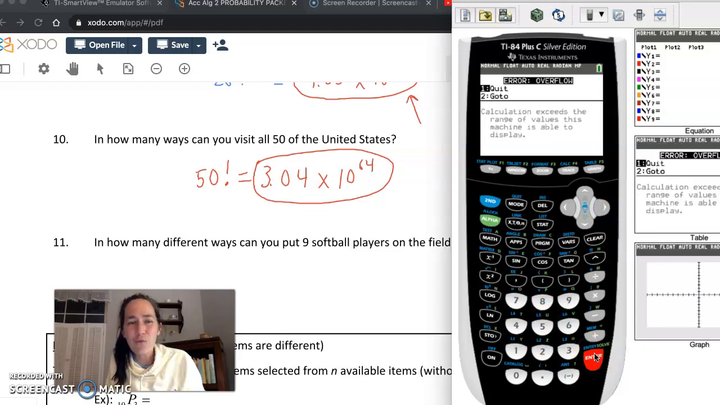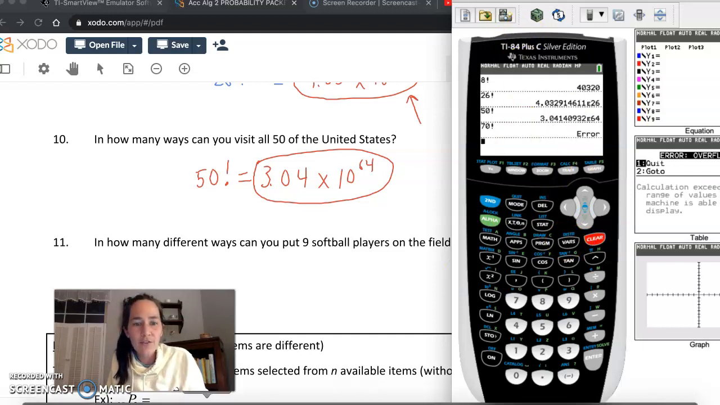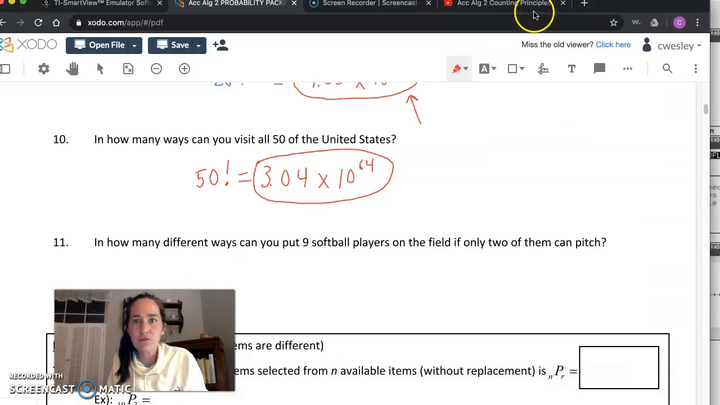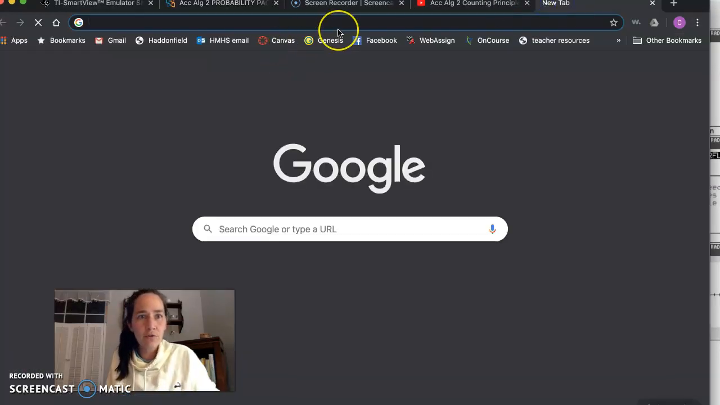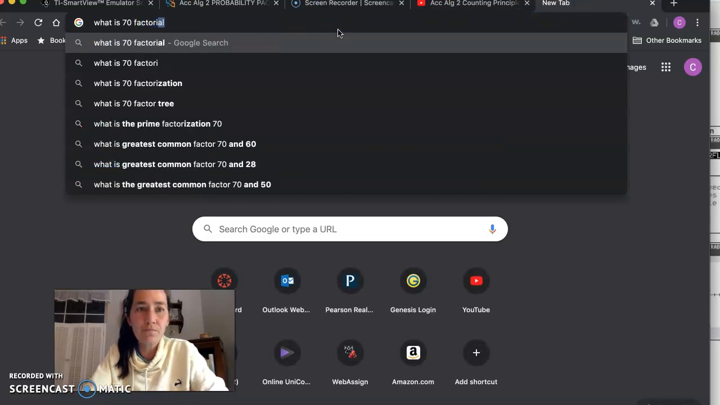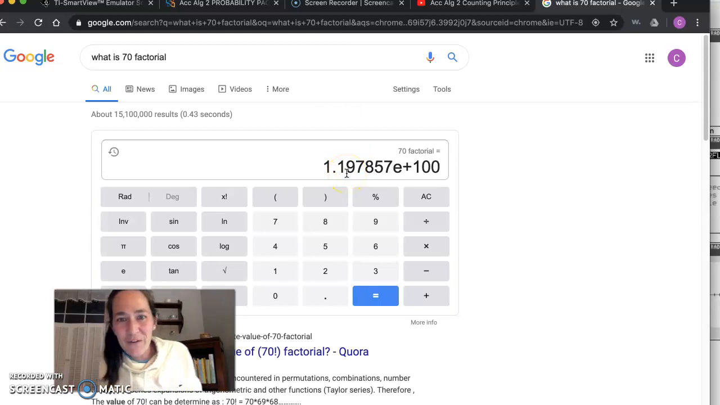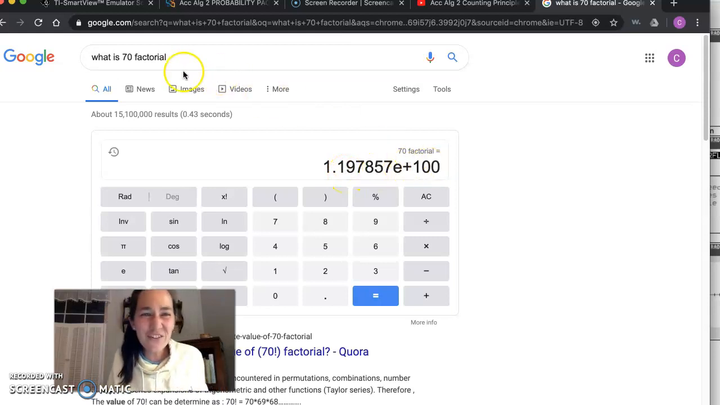The TI-84 maxes out right below 70. It won't even do this for me. Certain people's calculators, the TI-Nspire and maybe certain other types of calculators, will go higher than this. I think this is a job for Google. I'm going to ask Google, what is 70 factorial? And Google tells me, oh my goodness, it's 1.197 times 10 to the 100th power.